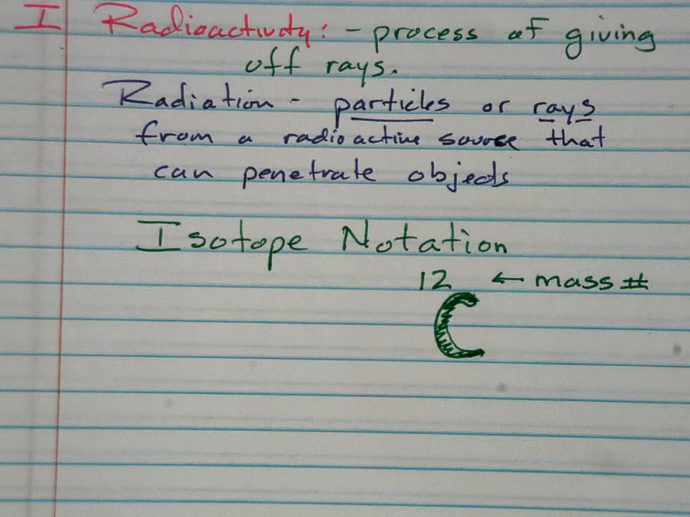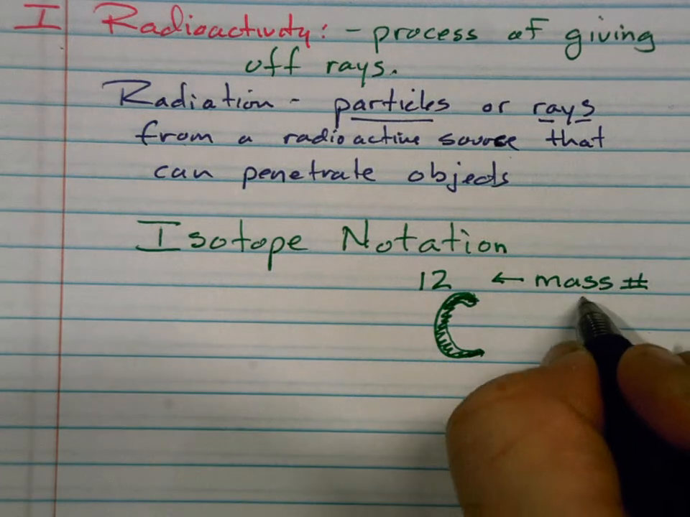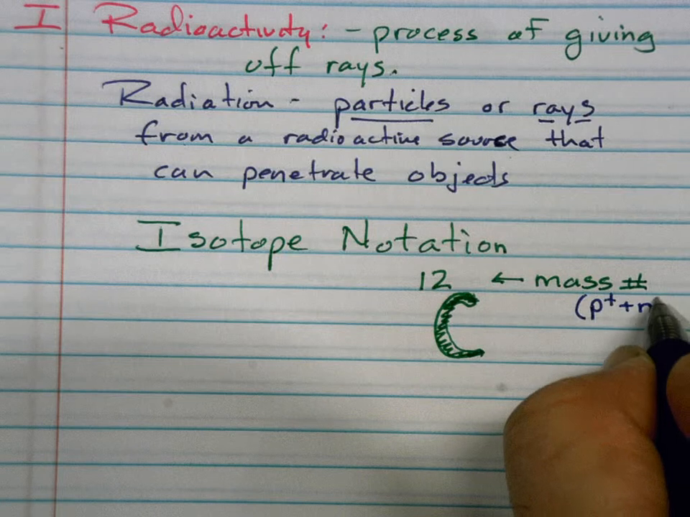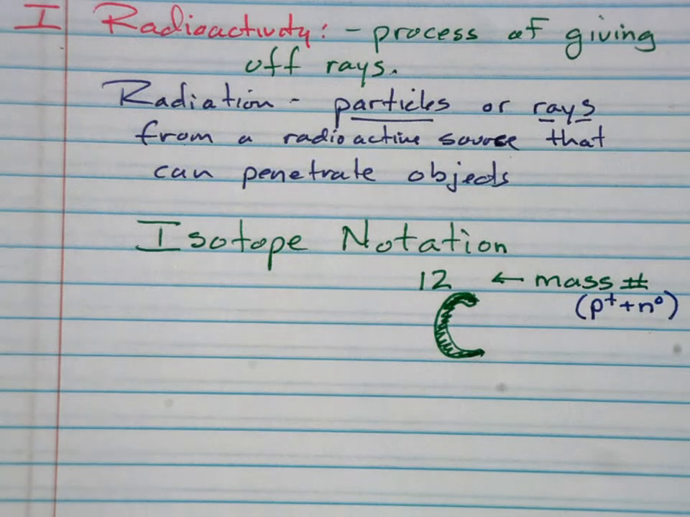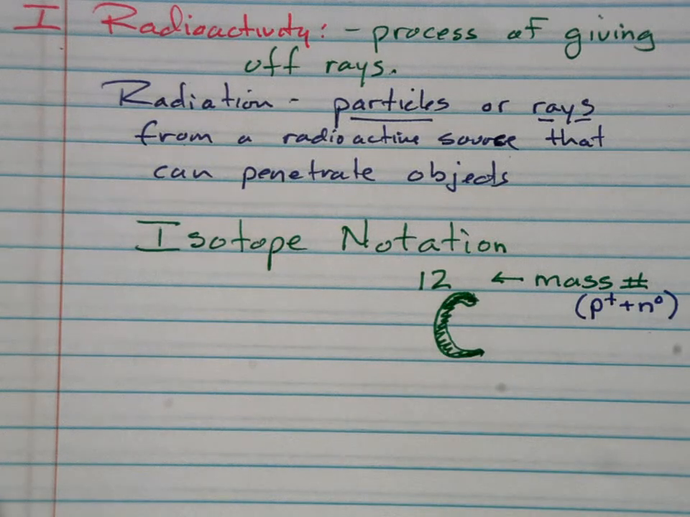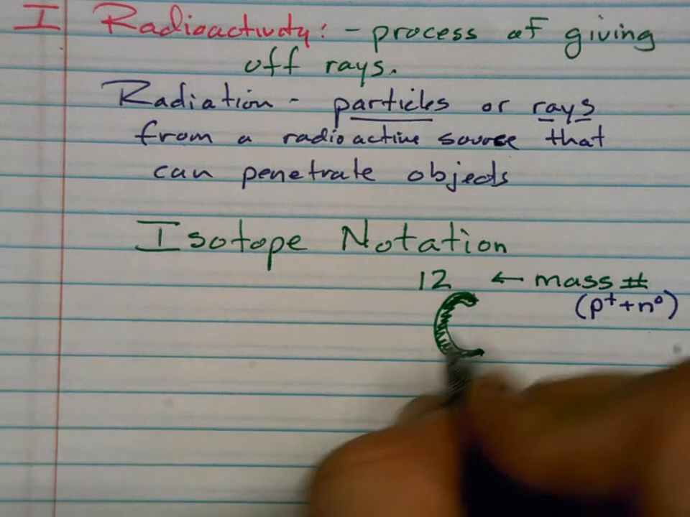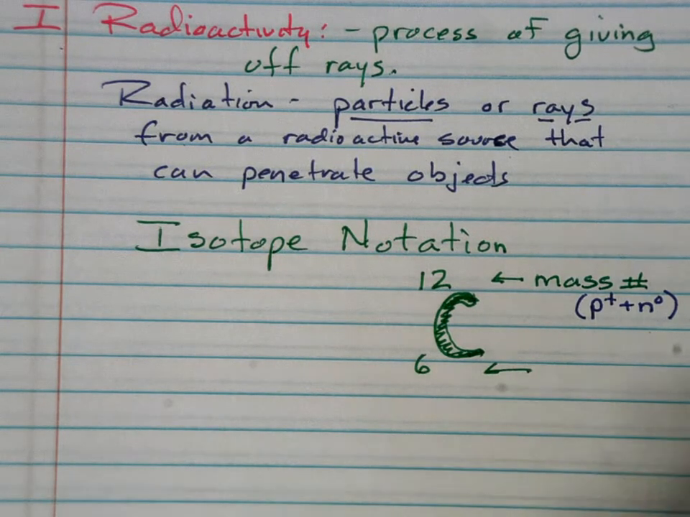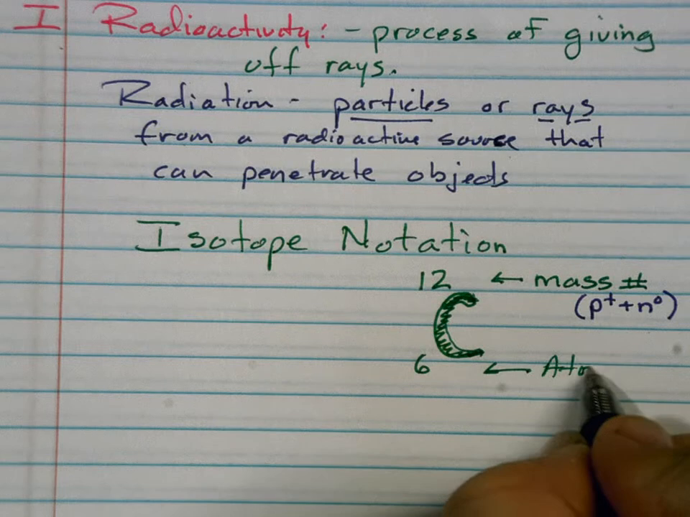And remember that the mass number is the protons plus neutrons. So it's the protons in the nucleus plus the neutrons. It's very specific. It's not the average atomic weight that we see on the periodic table. It's specific for whatever particular isotope we're talking about. In this case, this would be carbon-12. And down below, we'll always put the atomic number. No, almost always the atomic number.